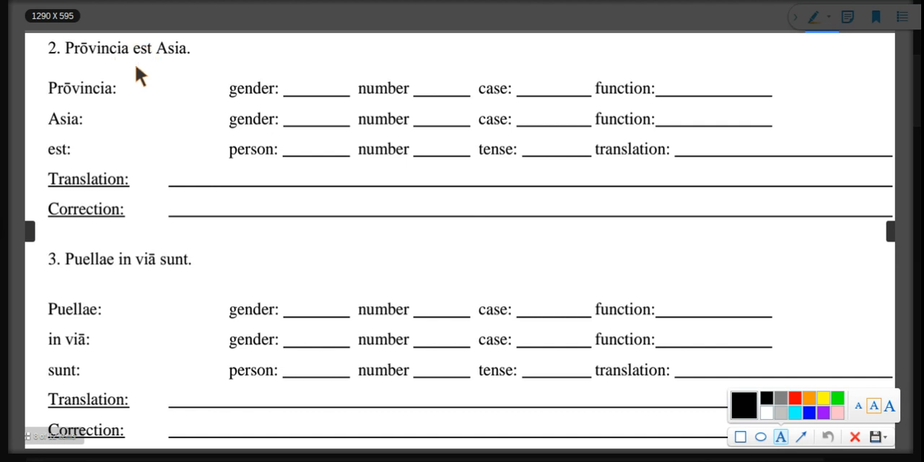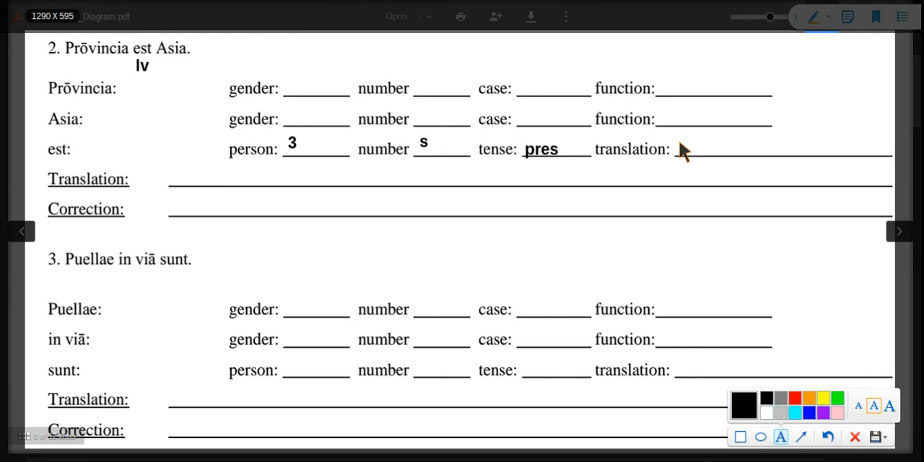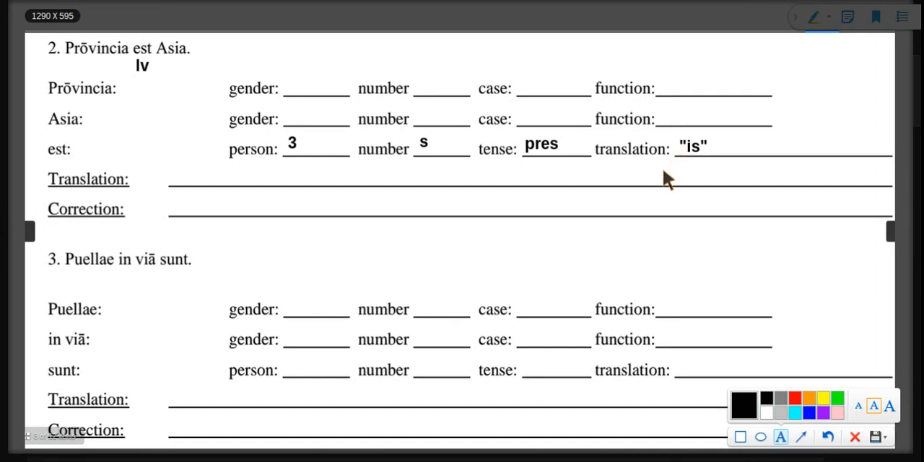Here, our linking verb is est, so we can write an LV for linking verb under there. Now, we'll need to identify the linking verb. Est, as we will find out, is a third person verb. It is singular, and then its tense. For the first few lessons, our tense will always be present. Now, where it says translation, I just want a quick translation of the verb. Your spreadsheet for the vocab lists is, so we can put is there.